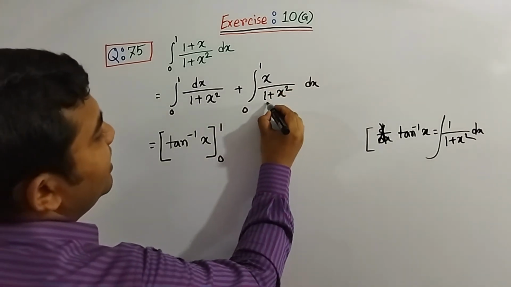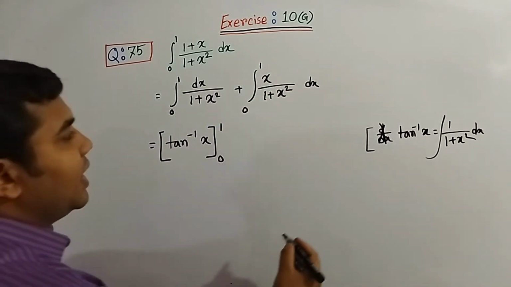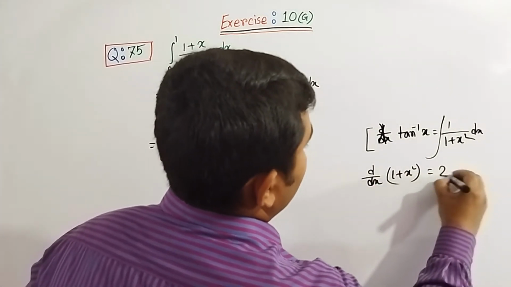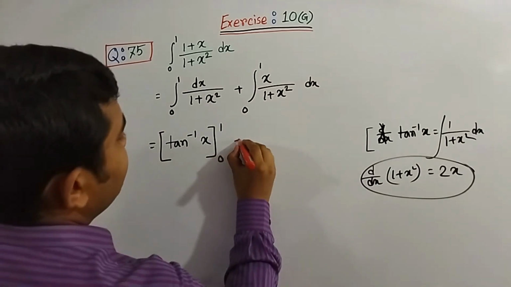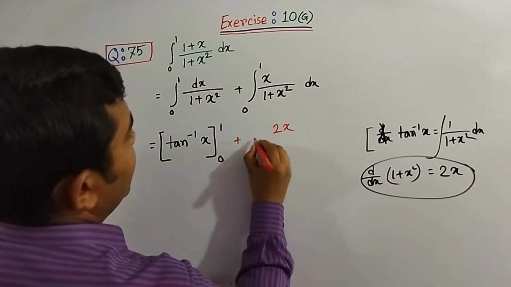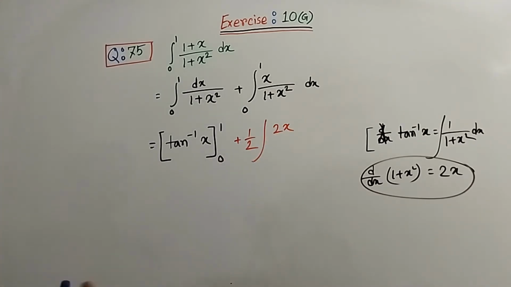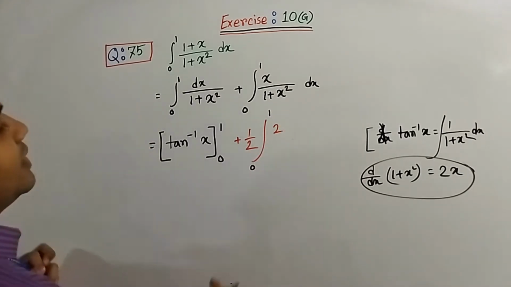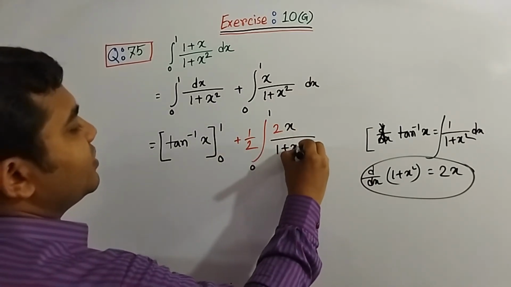So if we differentiate this part, then we will get 2x, isn't it? I think you can't understand. So d/dx of 1 plus x square should be what? Twice x, isn't it? If yes, then we'll multiply here 2, and this 2 will also be there. So we'll get the integral from 0 to 1, here actually I will not write with this color because 2 and 2 are here, now x over 1 plus x square dx.